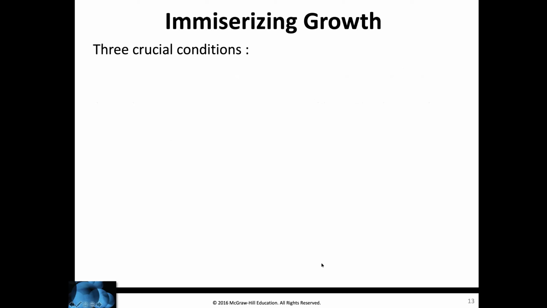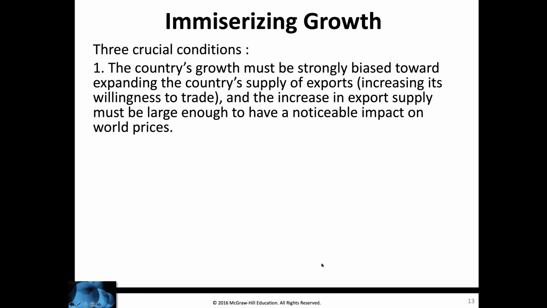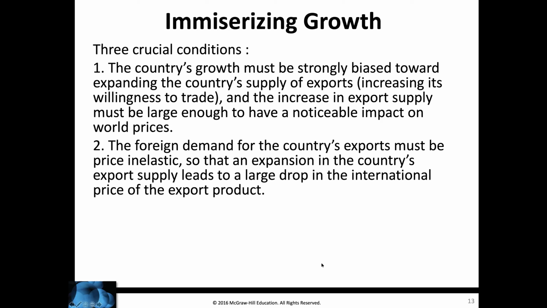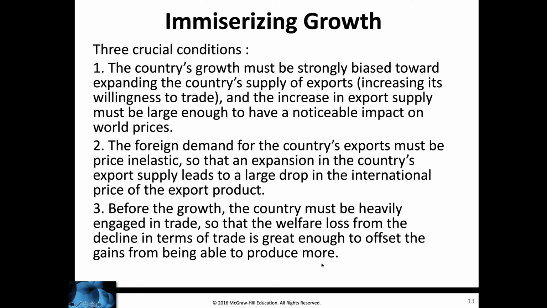So there are three crucial conditions in immiserizing growth. Number one, the country's growth must be strongly biased toward expanding the country's supply of exports, increasing its willingness to trade. And the increase in export supply must be large enough to have a noticeable impact on the world prices. The foreign demand for the country's exports must be price inelastic, so that an expansion of the country's export supply leads to a large drop in the international price of the export product. Before the growth, the country must be heavily engaged in trade so that the welfare loss from the decline in terms of trade is great enough to offset the gains from being able to produce more.